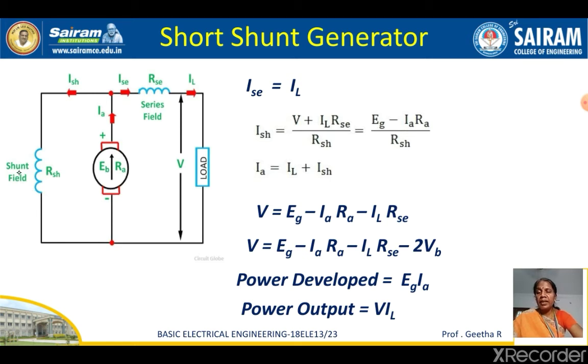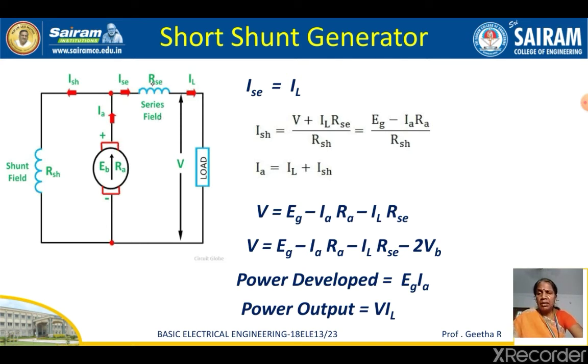This field winding is shunted. So here a portion of the winding is connected, you can see this is connected in series with that. Only across the armature this is shunted, so it is called a short shunt. If you disconnect here and make the connection here, when that shunting includes this RSE, it will be a long shunt.